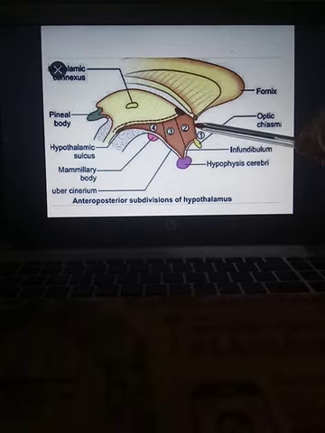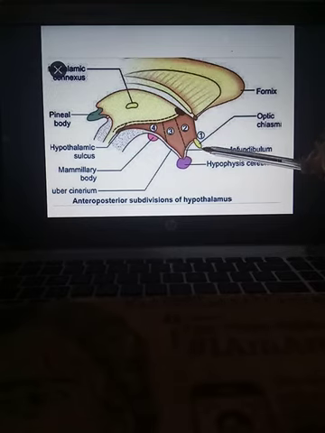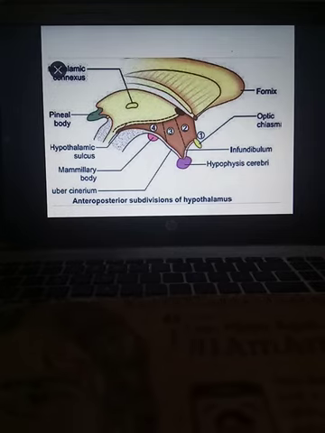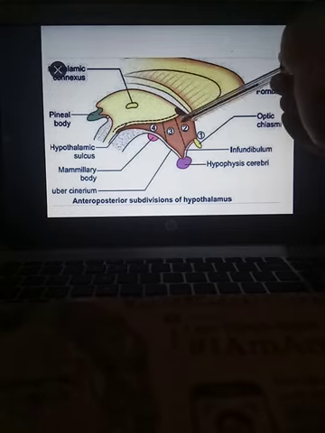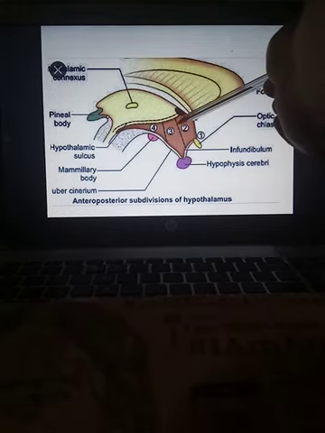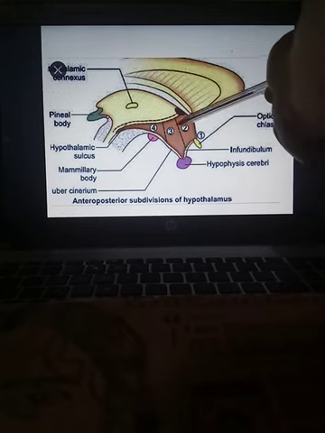Then you have the supraoptic second region. This is above the optic chiasma. So above होगा तो supraoptic. ठीक है. Then you have third region, that is the infundibulotuberal region. ठीक है. ये तीसरा region ये. This is your infundibulotuberal region.